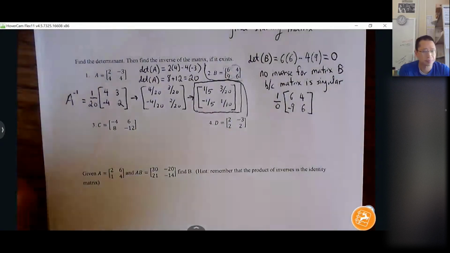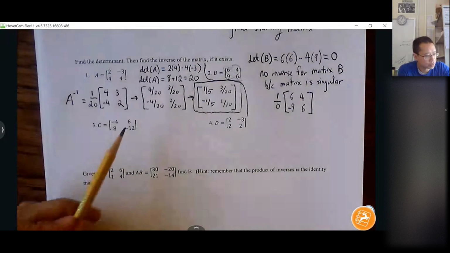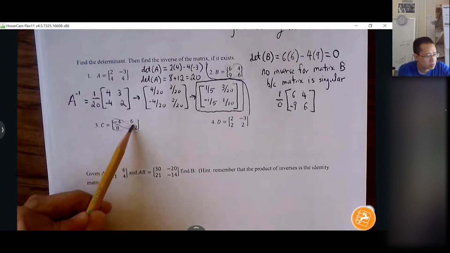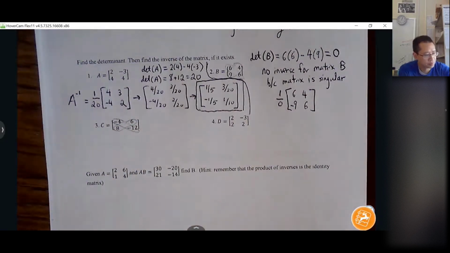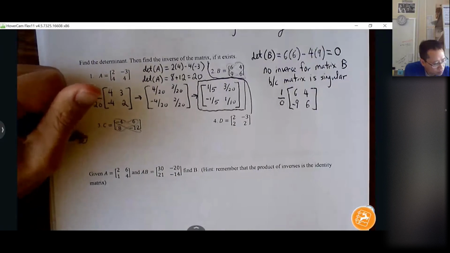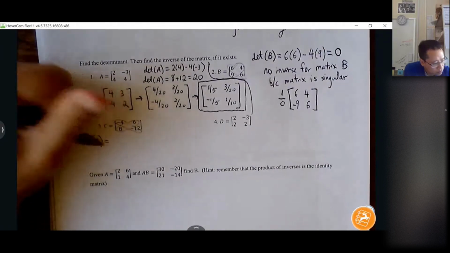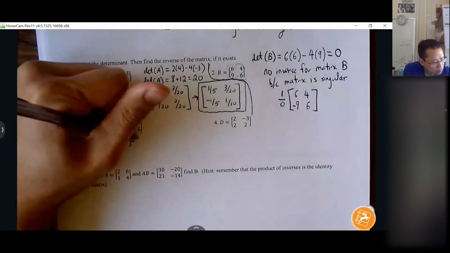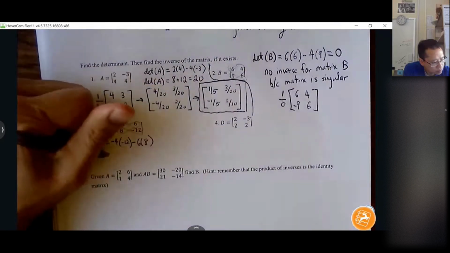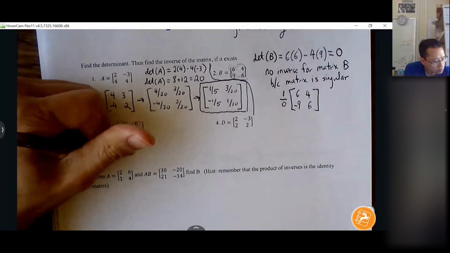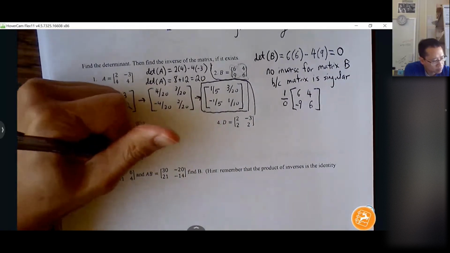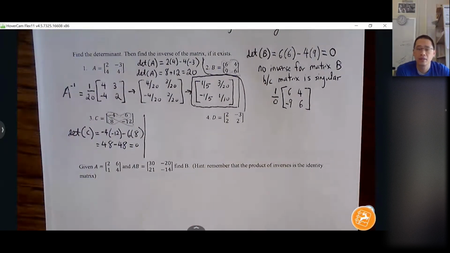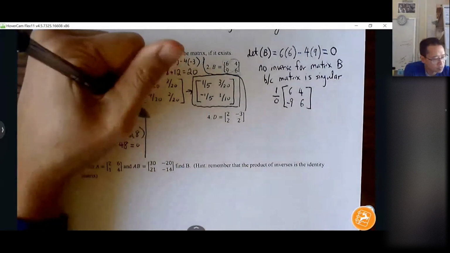Okay, number 3. Determinant first. AD minus BC. Same issue, right? Same issue between 2 and 3. No inverse exists for matrix C either.